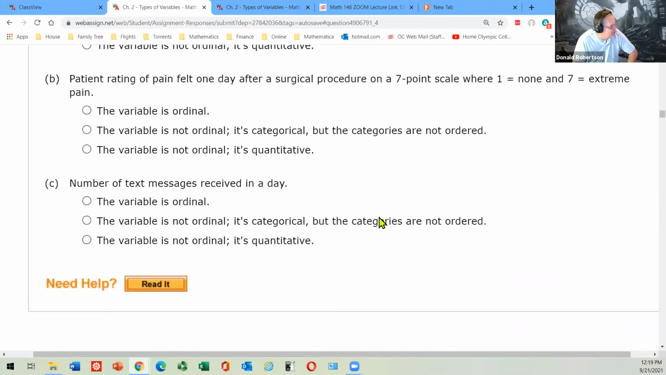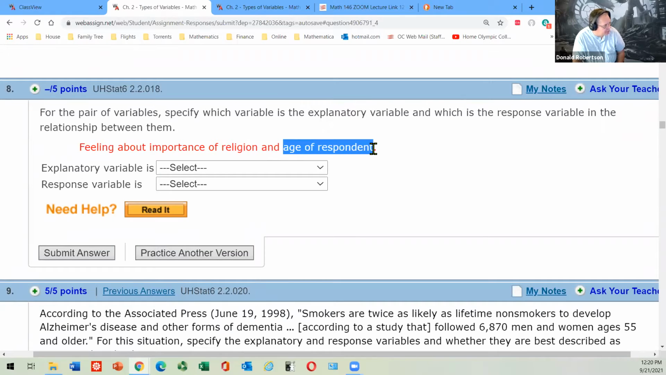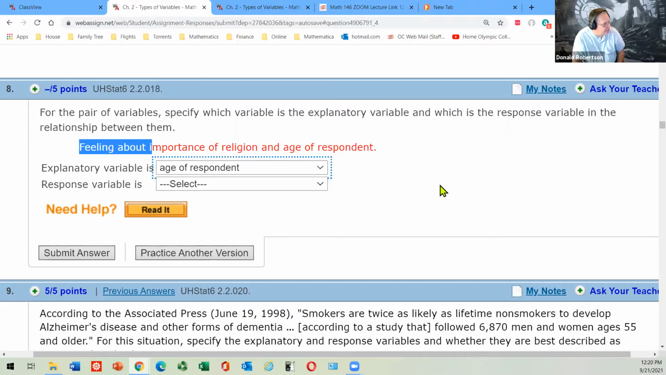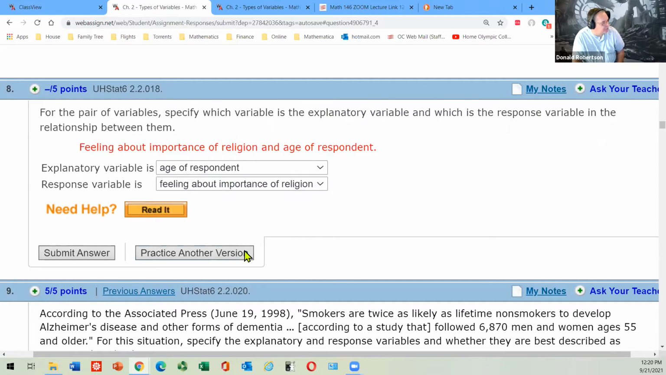Okay, let's see. We've done ordinal and that, and we've done continuous and that. So, feeling about importance of religion and the age of the respondent. So who are you asking here, I guess, and what is their answer? That's kind of where we're going. So I'm looking at this and I'm thinking it's going to be the age of the people and then how they feel about things. So the age of a person and their feeling about the importance of religion.